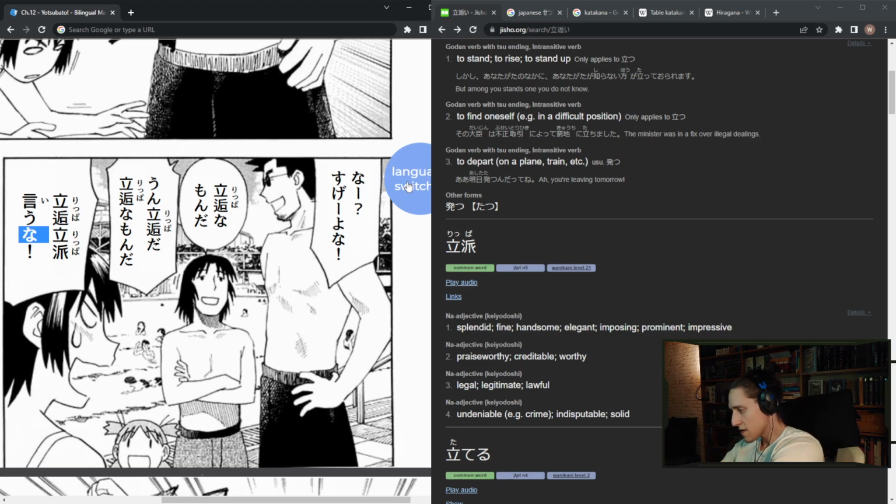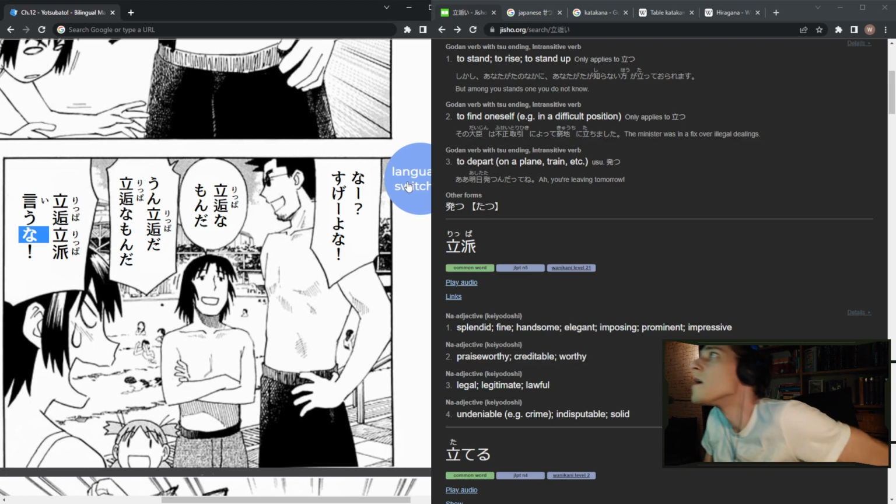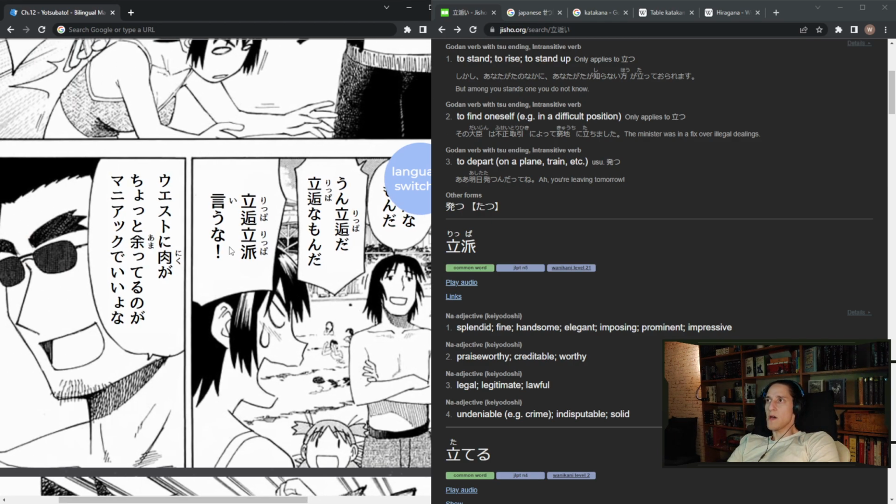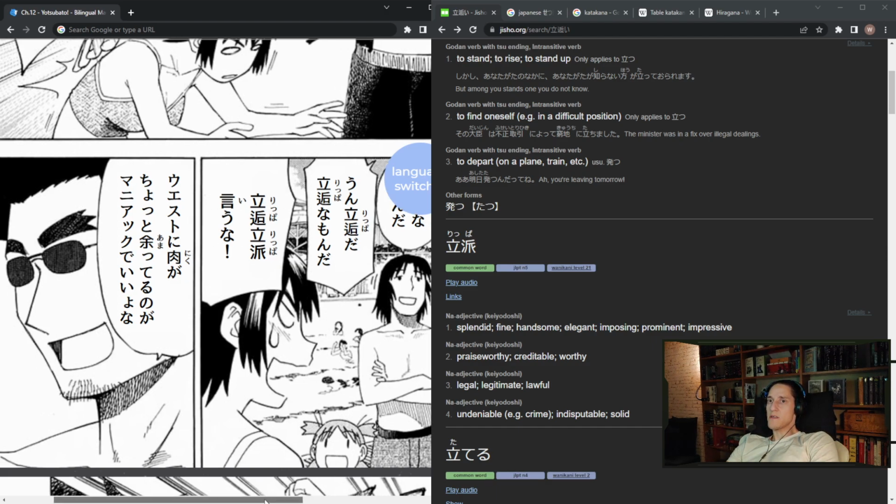Yeah, can't decipher it. Okay, so I uncovered another mistake in the transcript, but that's fine. I'm glad that this page exists because it's much easier than to read it actually in the manga. So ripa iunai. Fine, fine, or splendid, splendid. Stop saying that.